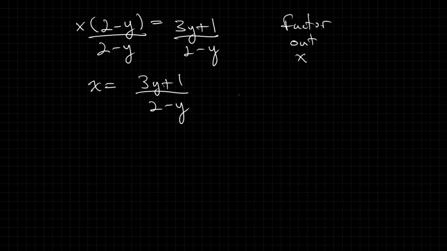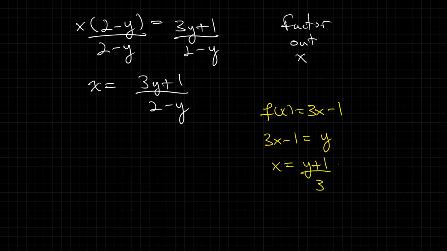Now, depending on the problem, this may be easier or harder. To give you an idea of what I mean, suppose you had the function f of x, which is 3x minus 1. If you wanted to find the inverse of this function, you would set 3x minus 1 equal to y, and solve for x. Well, to solve for x, all you have to do is add 1 and then divide by 3. So you get that x is y plus 1 over 3. Contrast that to this problem where the steps to solving for x were, well, let's say, more numerous.